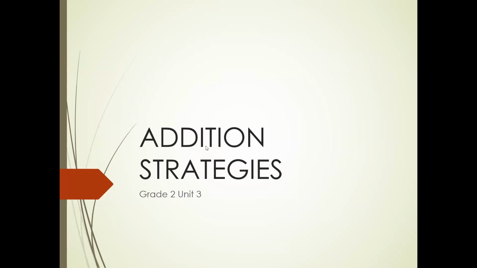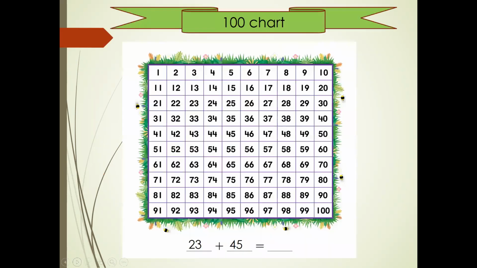So here there are 4 main addition strategies that we were learning in Unit 3, to add 2-digit numbers. Let us review. The first strategy was 100 chart. And we were learning the following 4 steps: how to do it, how to add. Now let's pay attention.